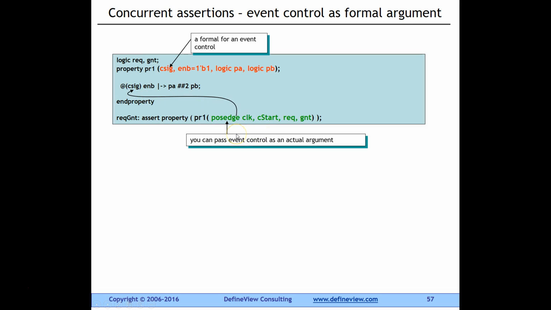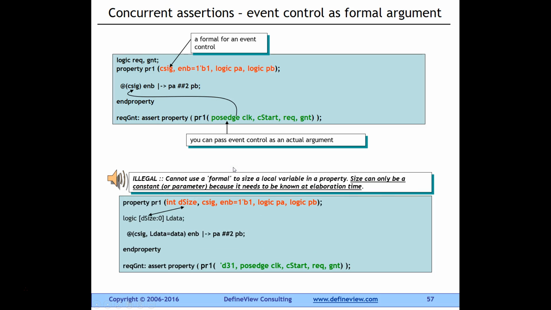And passing an event control will make it very easy for you to create a generic set of properties or sequences where you can even change the event control, the sampling edge, directly from outside of the property and keep the property generic. Now this concept I'm laying out here, even though we have not used local variables, we do not know what a local variable is, at least up to this lecture.